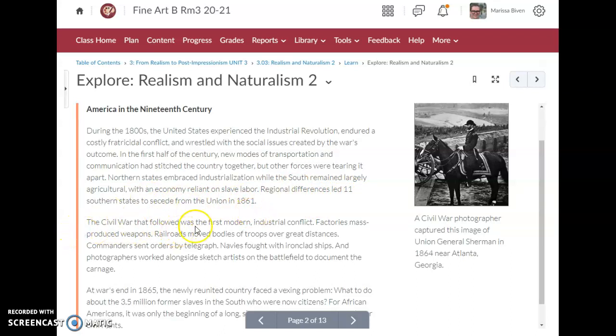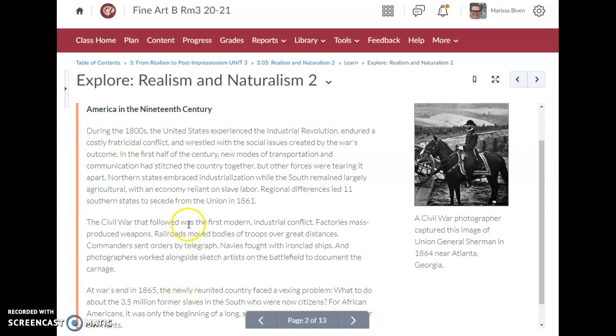The Civil War that followed was the first modern industrial conflict. Factories mass-produced weapons. Railroads moved bodies of troops over great distances. Commanders sent orders by telegraph. Navies fought with ironclad ships. And photographers worked alongside sketch artists on the battlefield to document the carnage.